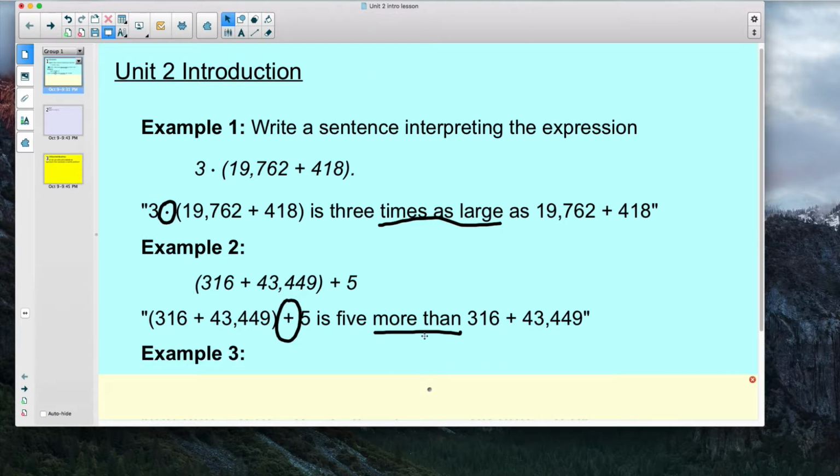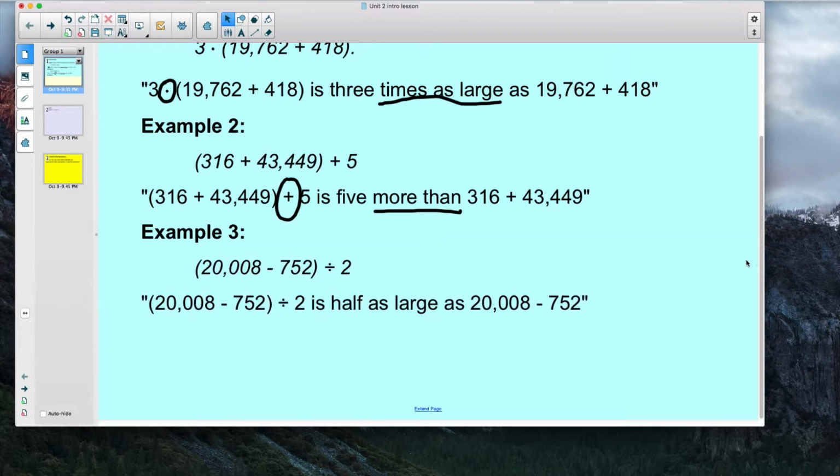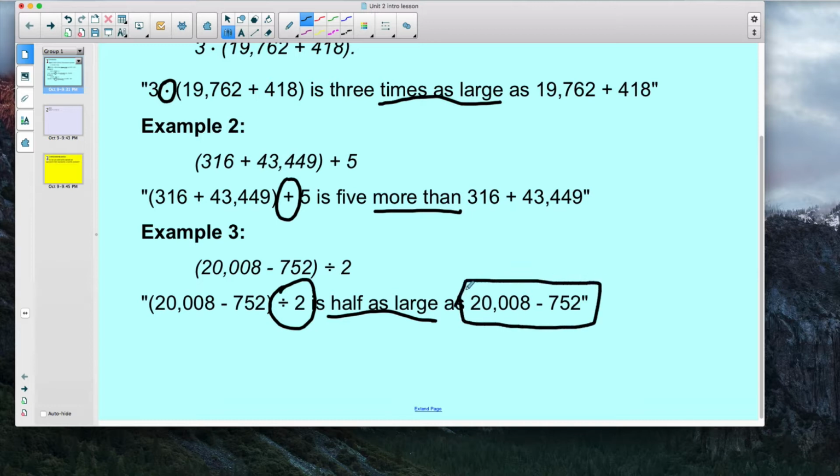We'll look at one more. If I have the expression 20,008 minus 752, that whole quantity, divided by 2, another way to say that is, since we're dividing by 2, this whole thing is half as large as just this piece by itself. Again, pretty self-explanatory, but I just want to make sure that we're getting our minds back into using the right math words, so to say. So try a couple by yourself in your math notebook.